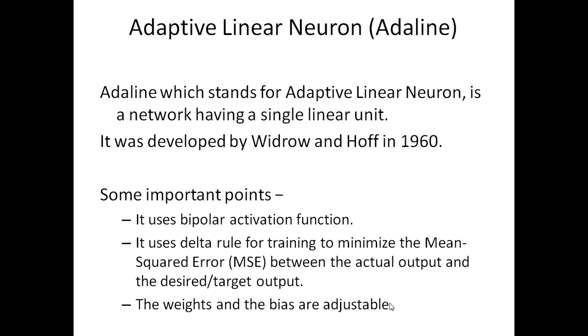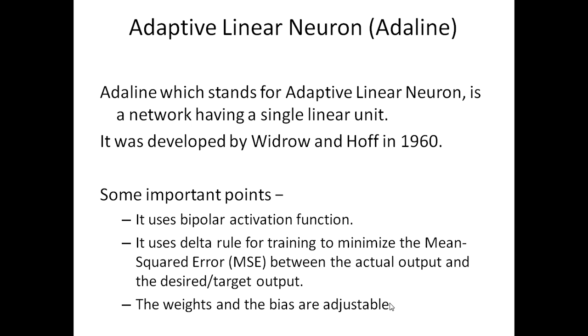The basic important points in this specific network: it uses a bipolar activation function, that is, the value will be between 1 and -1. It uses the delta rule, and the delta rule is very important in that case. The delta rule is basically the mean square error, that is, the difference between the actual output and the desired or target output.